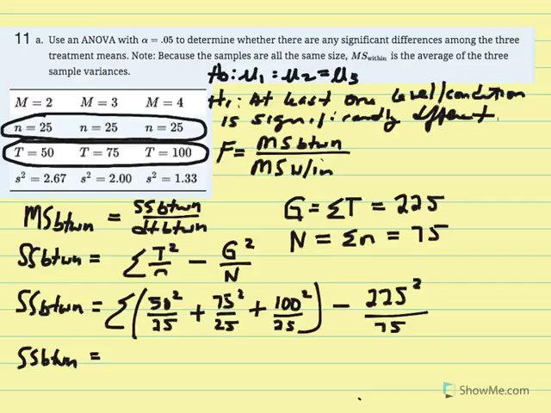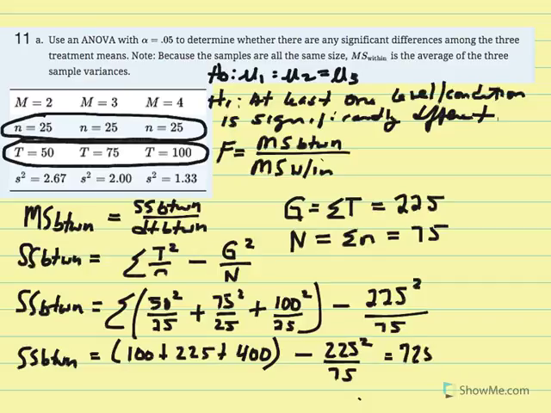So if we square 50 and divide by 25, we get 100. And if we take 75, square it, and divide by 25, we get 225. And finally, 100 squared divided by 25, we get 400. And again, minus 225 squared over 75. And I'll continue over here. So the sum of 100 plus 225 plus 400 is equal to 725 minus 225 squared over 75.